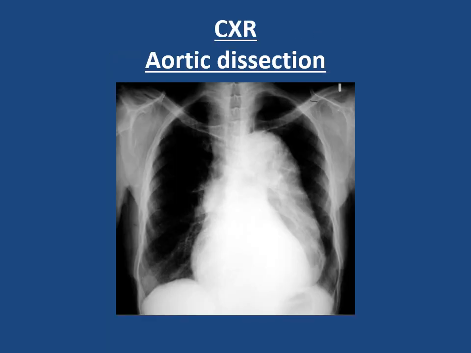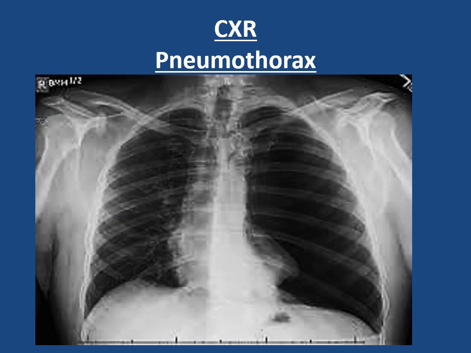And this is the classic chest X-ray for patients with aortic dissection. We can notice the markedly dilated aortic arch, descending aorta, and ascending aorta as well. And the classic X-ray of pneumothorax includes a jet black opacity with a hyperinflated lung.